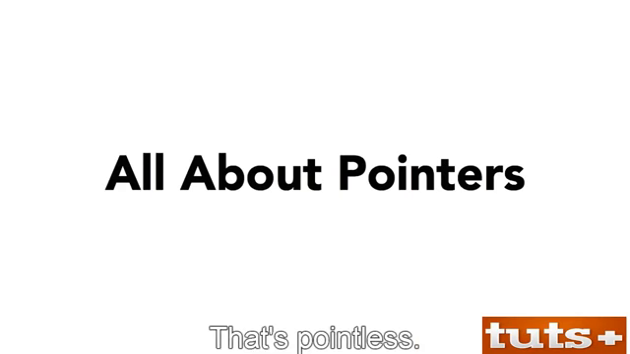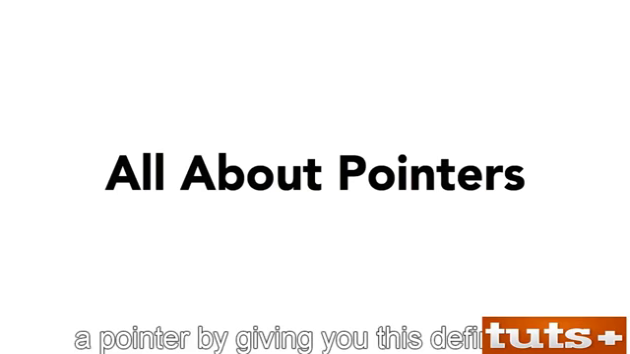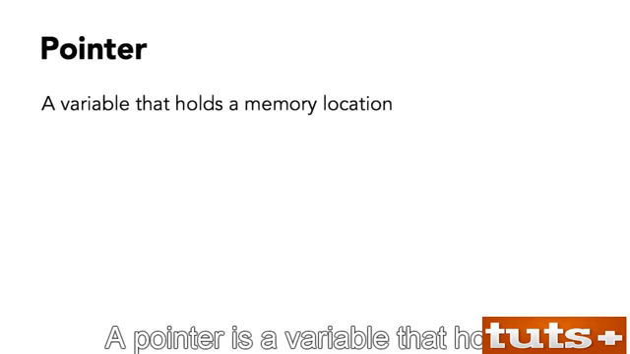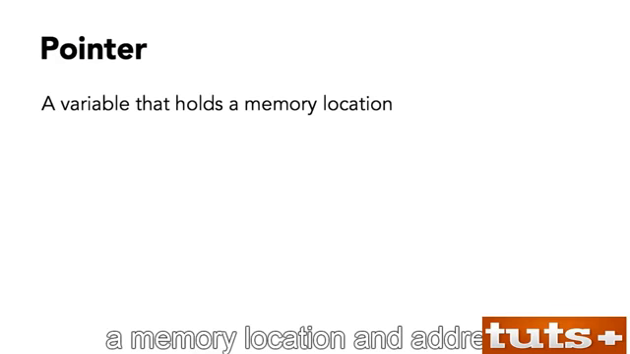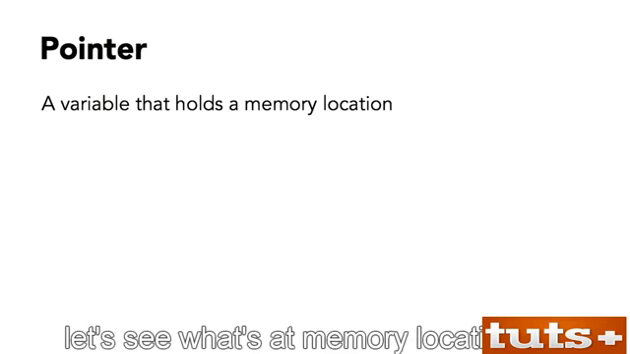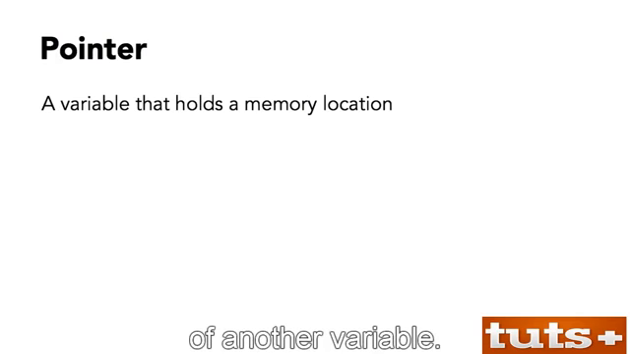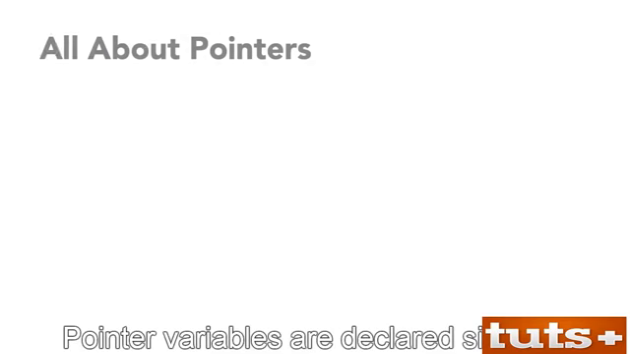A pointer is a variable that holds a memory location, an address. It's not just any address. You can't say, for example, let's see what's at memory location 96. Pointers don't work that way. The address must be the location of another variable. Pointer variables are declared similarly to other variables, although the variable name is prefixed by the pointer operator, the asterisk. You'll see an example in a moment.